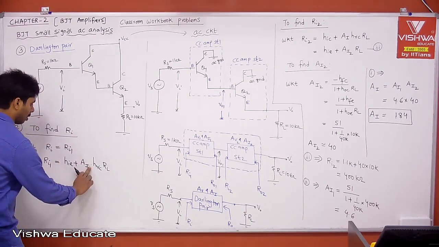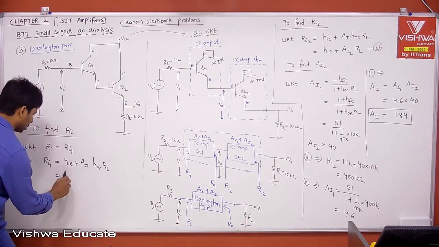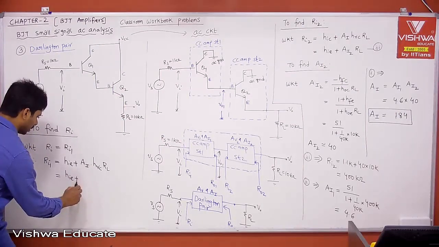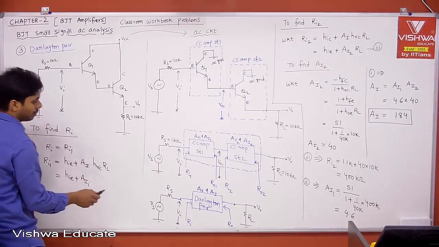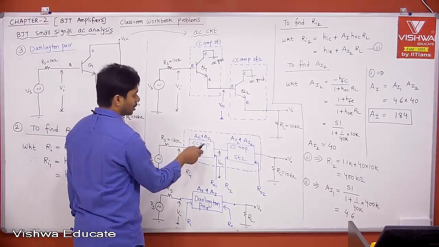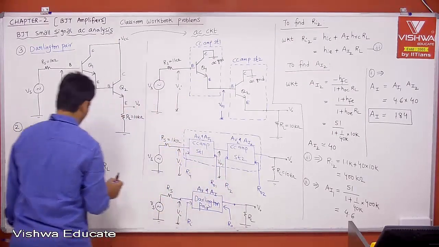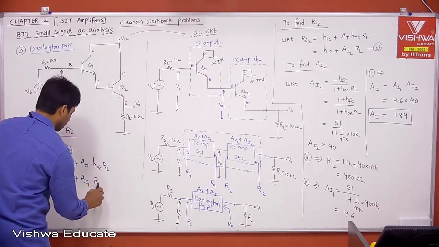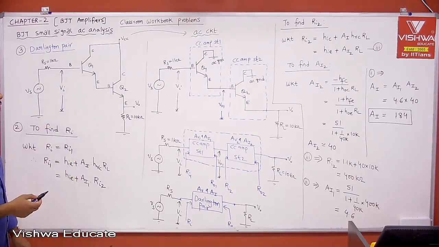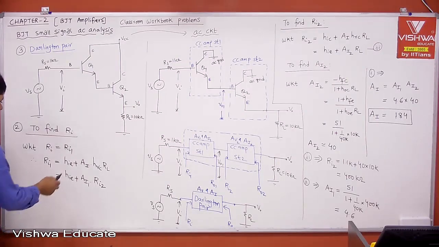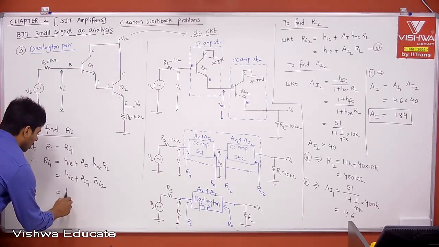Okay, this is the formula. Now, this is nothing but hie plus AI1, the first stage amplifier gain, into hrc, which is 1, into RL. What is RL? For the first stage, what is the load? It is the second stage input impedance, which is nothing but your Ri2. I think we already calculated Ri2, right? Yes, that is nothing but your 400 kilo ohm. That you can substitute.